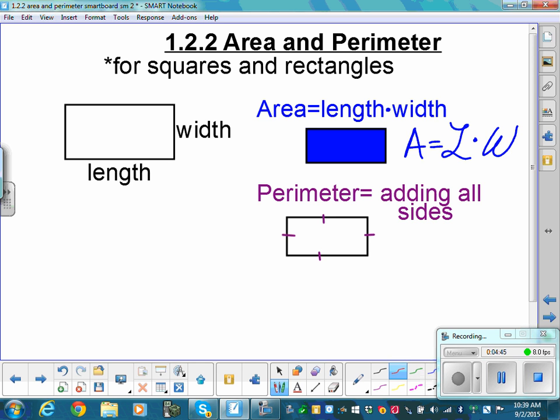And then with perimeter, you might see me write it like this. So perimeter is equal to side 1 plus side 2 plus side 3 plus side 4. We're just going to be adding up all the sides. There's 4 sides because we're dealing with rectangles and squares. Okay, any questions on that? Okay, let's get to it.